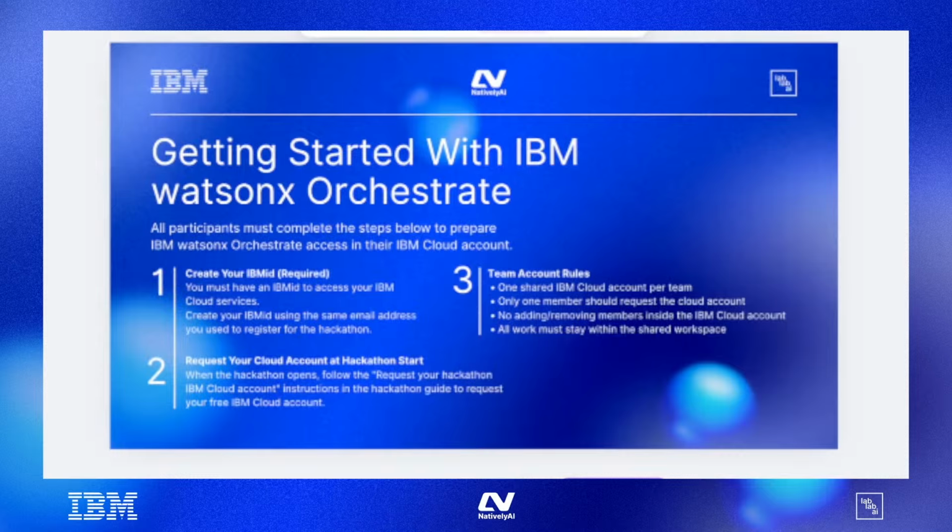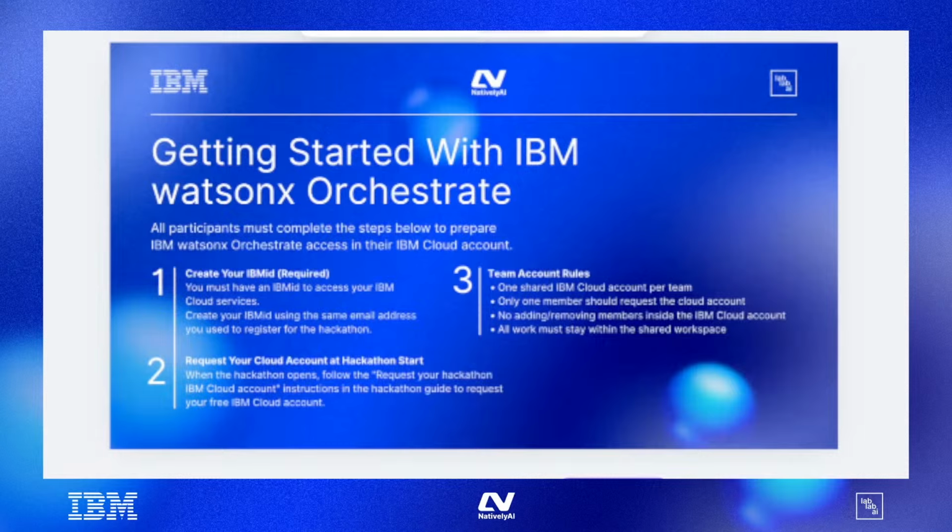So if you're not sure which email you used to register, just head to LabLab.ai website, go to your profile in the top right corner, and you'll be able to see the email address associated with your account. Then, as we now open the hackathon, you need to follow the request your hackathon IBM Cloud account instructions in the hackathon guide and your email addresses, and just request that account.